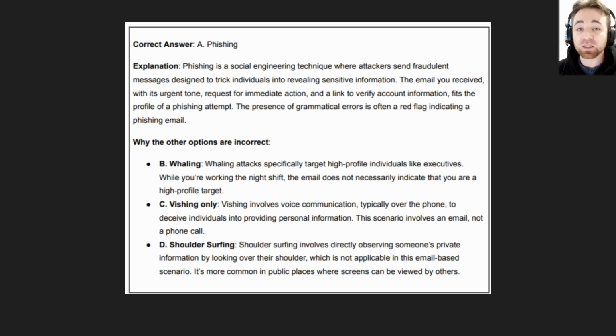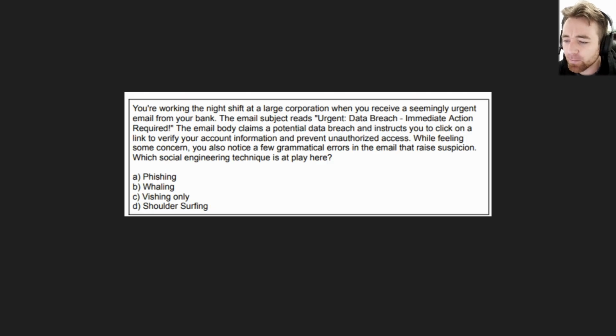So remember, phishing is when it's broad scale. It's not specifically targeted. And the reason we know it's broad scale is because it's an email from your bank. It's not specifically talking to you necessarily. It's just a popular bank, and it just says urgent data breach, immediate action required. There's nothing specifically targeting you. There's nothing in here mentioning you are a high-level CEO or executive, which would make it whaling. It's an email. It's not a phone call. If it was a phone call, it would be vishing. And remember, shoulder surfing is when someone's looking over your shoulder to get your data or information. So it is phishing for that one.